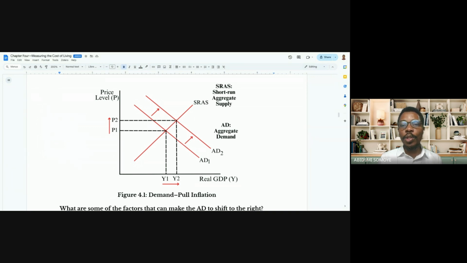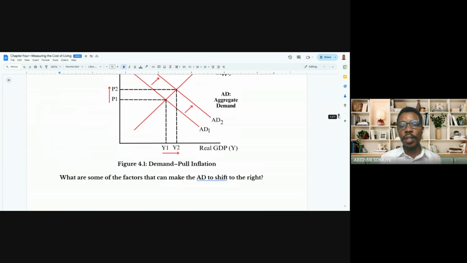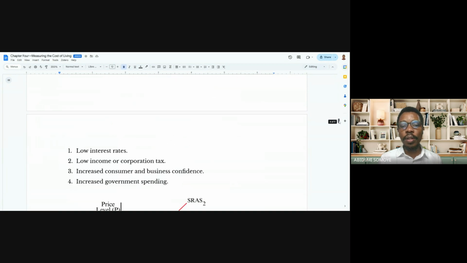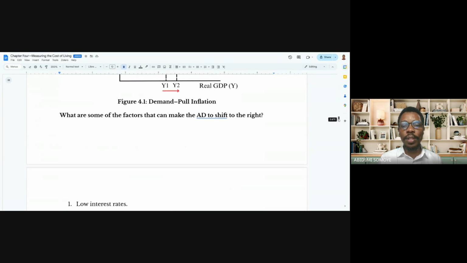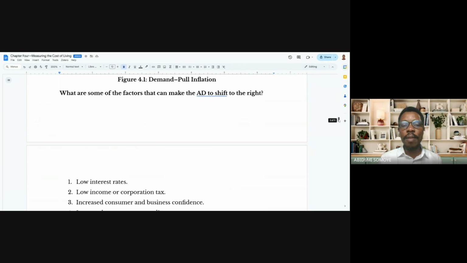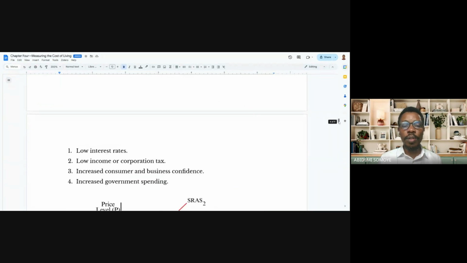Now, what about cost push inflation? For cost push inflation, the curve that is going to shift is the short run. Before cost push inflation, let me answer what are some of the factors that can make AD shift to the right. We have low interest rate. Low interest rate simply means businesses have more capacity to borrow, and individuals will not put their money in the bank because they know interest rate is low, so they would prefer to spend their money.